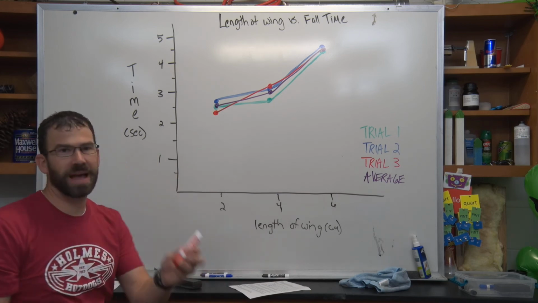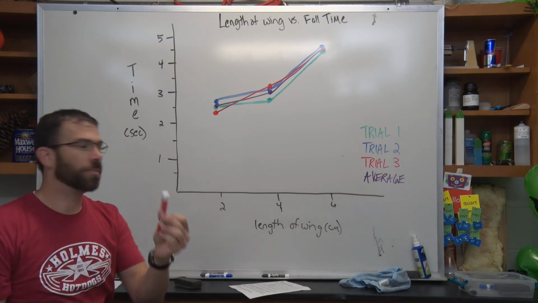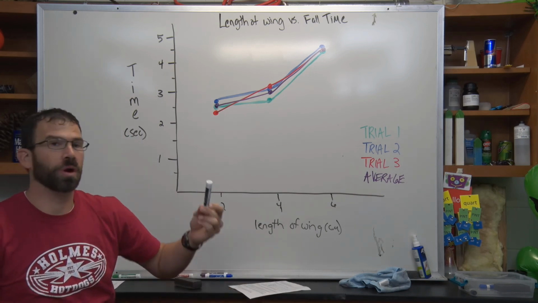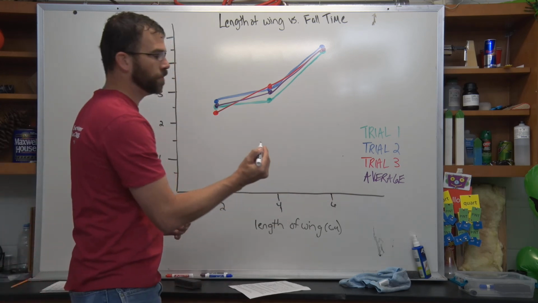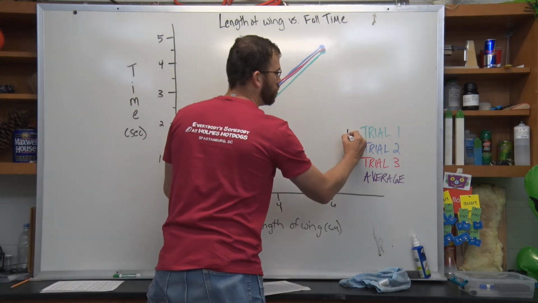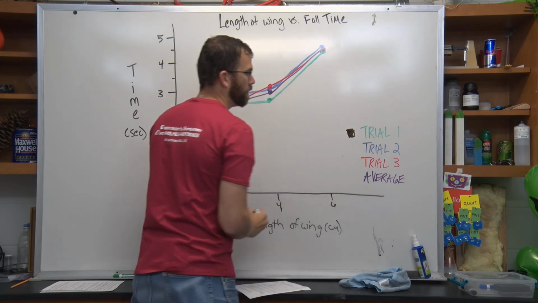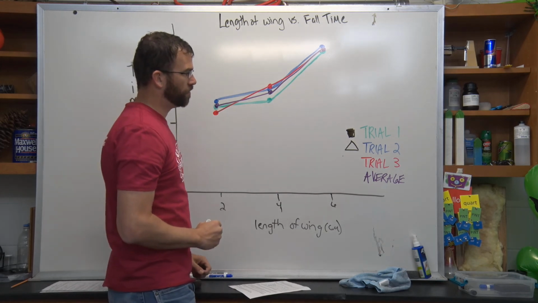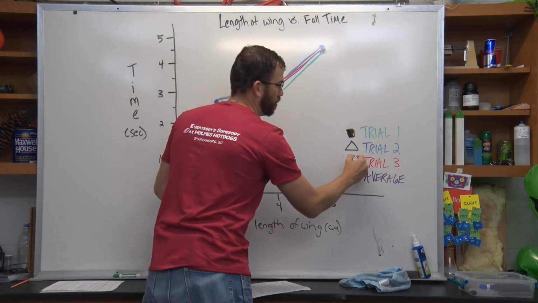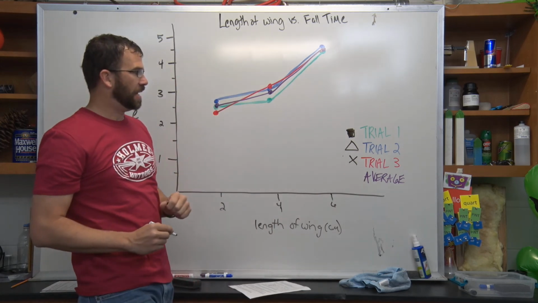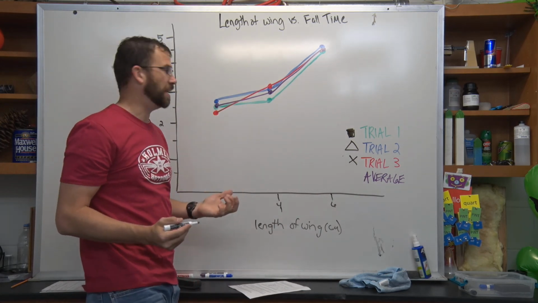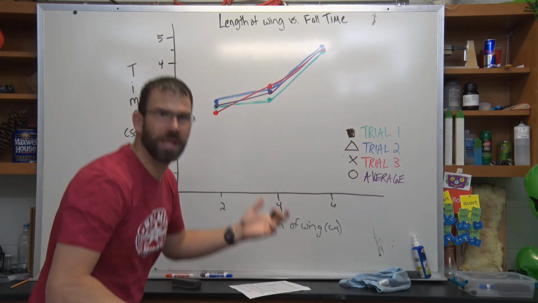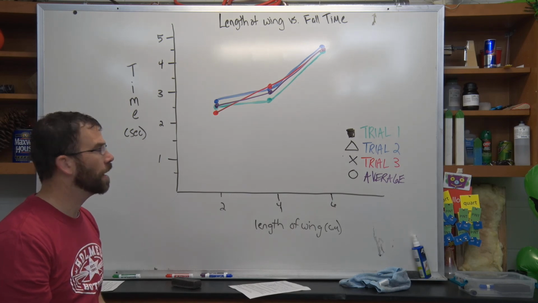Now let's say you didn't have access to colored markers and you only had a black marker or a blue marker. One thing you can do is for trial 1, use squares. For trial 2, you can use open triangles. For trial 3, you could use X's. And for the average, I don't know what other shapes there are, you could do a circle, or any kind of shape that you want.